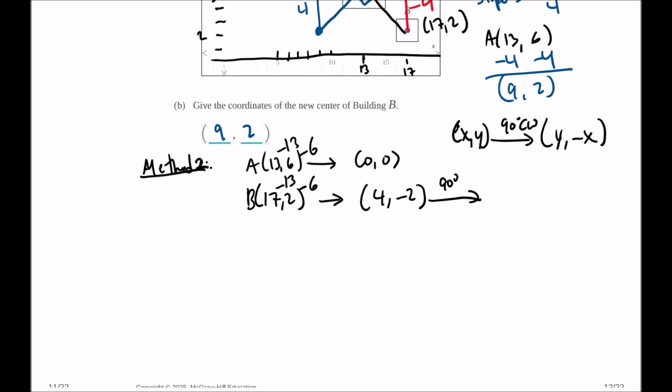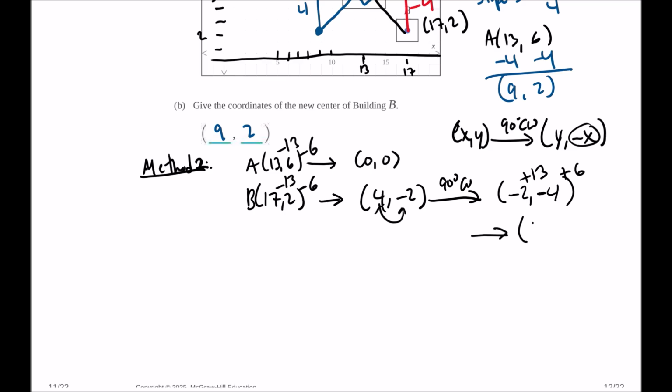Okay, so we're going to do the 90-degree clockwise rule for B. That means we have to switch the coordinates, and then put a negative on the second one. So we switch these, so it's negative 2, 4, and then put a negative on the second one, so it becomes negative 4. All right, now it's been rotated. Now what you do is you move it back. Since we moved it 13 to the left and 6 down, we're going to reverse the process, go 13 to the right and 6 up. And that'll move it back where it needs to be.